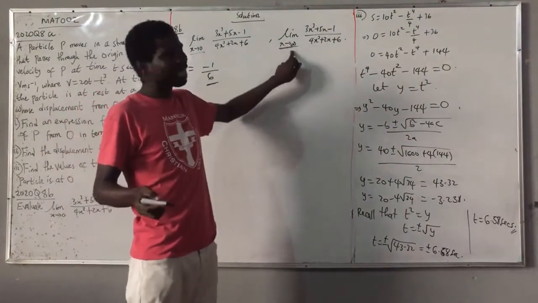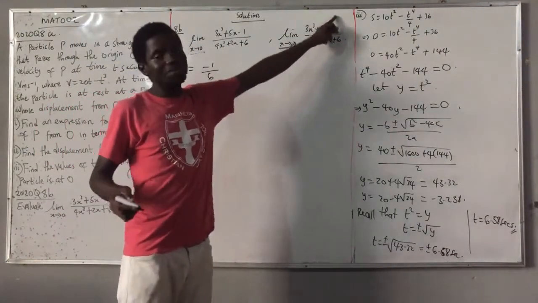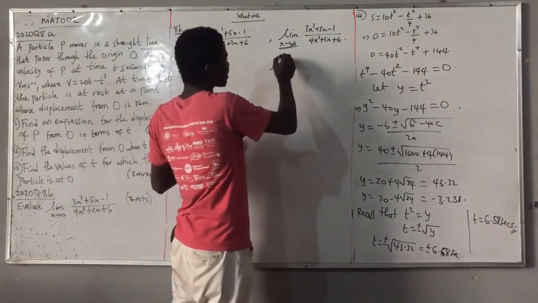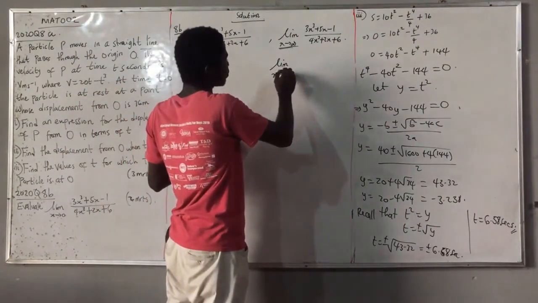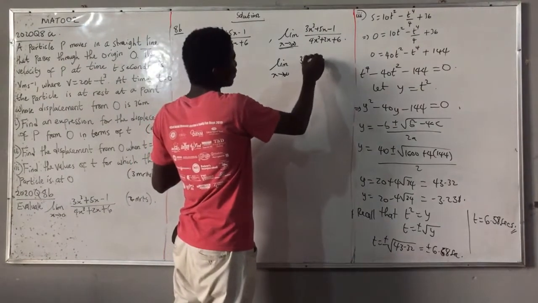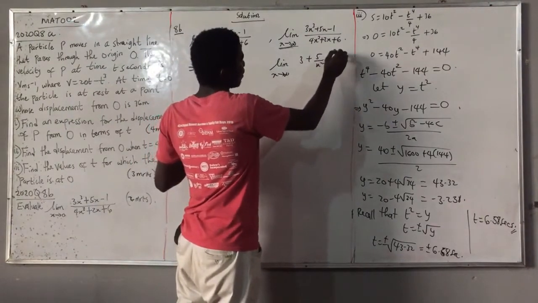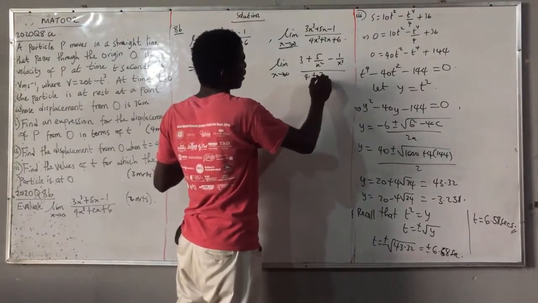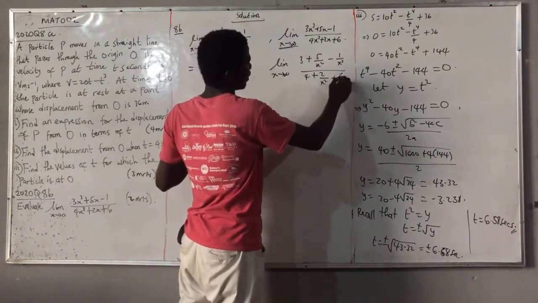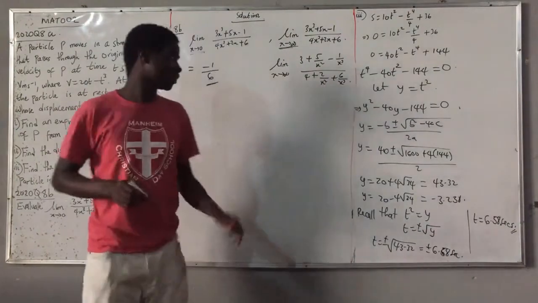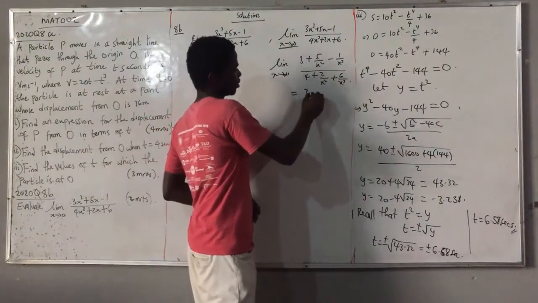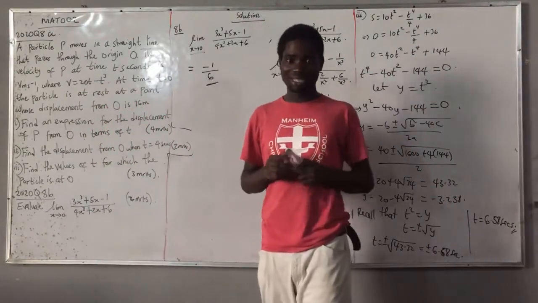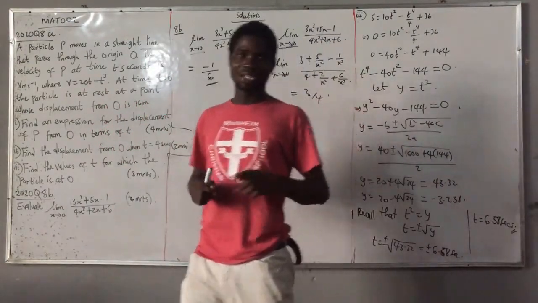But assuming it is limit as x goes to infinity, I will divide through by the highest power. If you divide through by the highest power, you now have 3 plus 5 over x squared minus 1 over x cubed, all over 4 plus 2 over x squared plus 6 over x cubed. So the answer will now be just 3 over 4. Please take note of that. Don't make that mistake. Do you understand? Thank you very much. Next question.